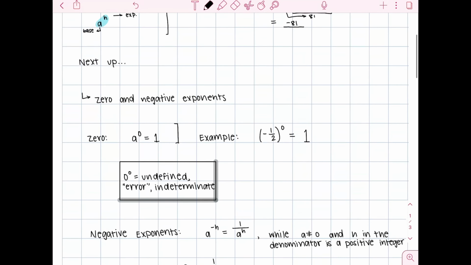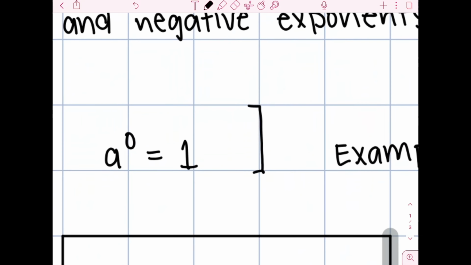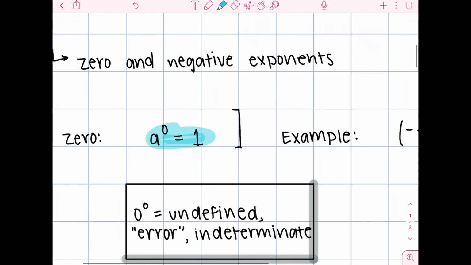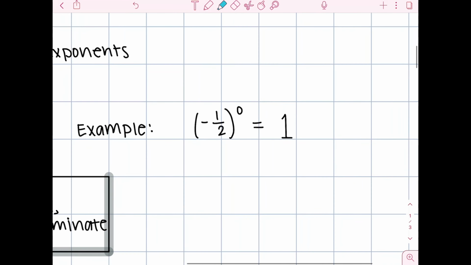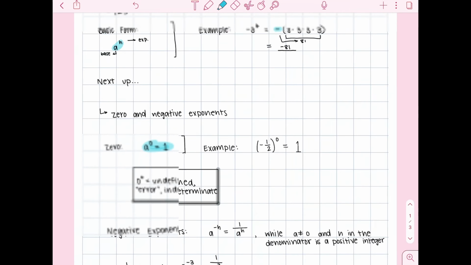Okay, next up we have 0 and negative exponents. Let's look at 0 first. Our basic form for this one will be a to the power of 0 is equal to 1. Means that if you have any term to the power of 0, it equals 1. Let's look at an example using the same form. Negative 1/2 to the power of 0 is equal to 1. Self-explanatory, anything to the power of 0 is equal to 1.